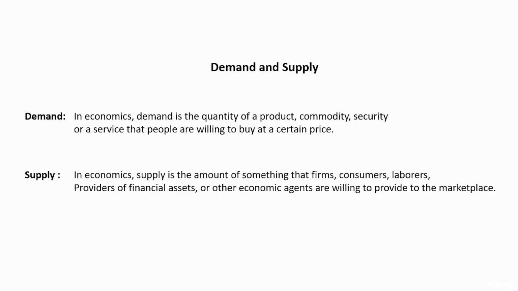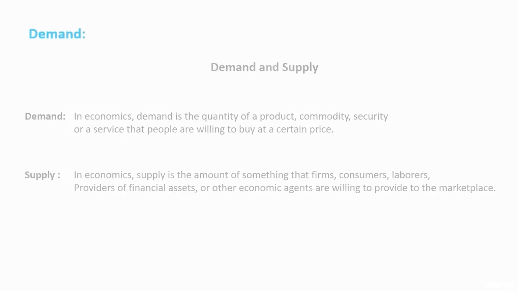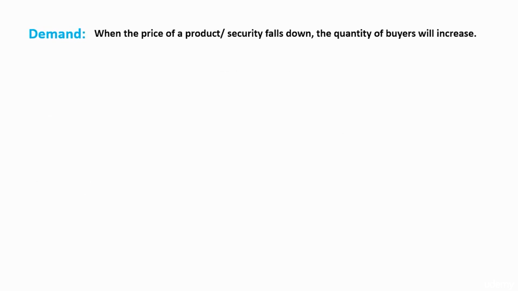Demand and supply both have an inverse relationship between price and quantity, which is called the theory of demand and supply. According to this theory of demand, when the price of a product, asset or security falls, the quantity of buyers will increase.